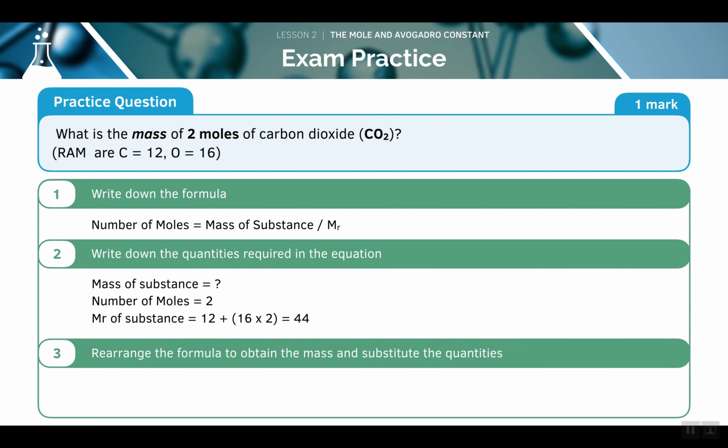Finally, we will rearrange the formula to find the mass and substitute in our quantities. So in this instance, it would be 2 times 44 to give us 88 grams. This leaves us with our final answer of 88 grams.